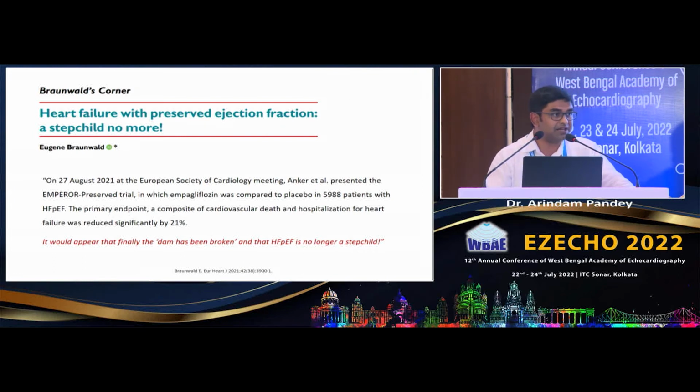This was the comment by Eugene Braunwald. On 27th of August 2021, at the ESC meeting, Stephen Anker showed us the EMPEROR-Preserved trial, in which empagliflozin was compared to placebo in around 6,000 patients with heart failure and preserved ejection fraction. The primary endpoint, a composite of cardiovascular mortality and hospitalization for heart failure, was reduced statistically significantly, with a 21% relative risk reduction. So Braunwald commented that it would appear that finally the dam has been broken and heart failure with preserved ejection fraction is no longer a stepchild.